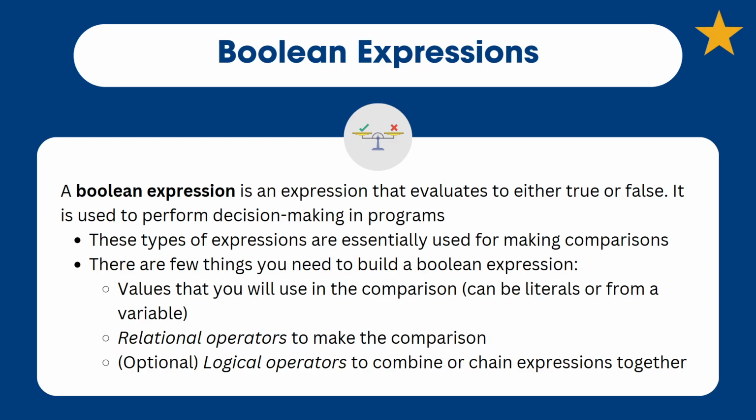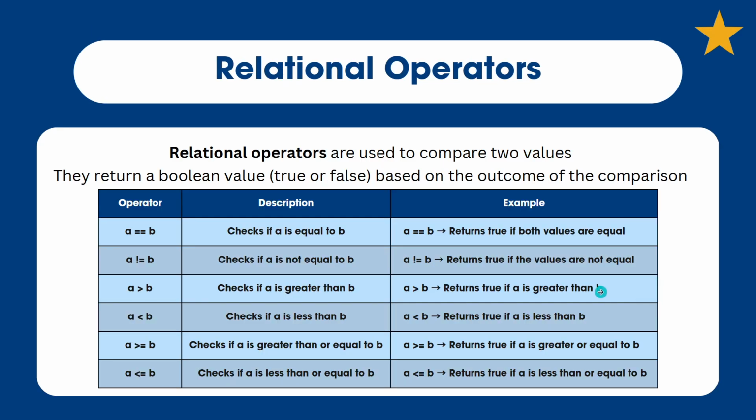You need a few things to build a Boolean expression. You're going to need two values to compare. This could be a variable, or it could be an actual literal value that you type out. And then you're going to need your relational operator. Your values go on the left and on the right, and in the middle you put your relational operator to actually make the comparison. These are going to be really familiar once we take a look at the next slide. If you do want to combine multiple expressions together, then you use your logical operators, but we're going to save that for another lesson. So relational operators are used to compare two values.